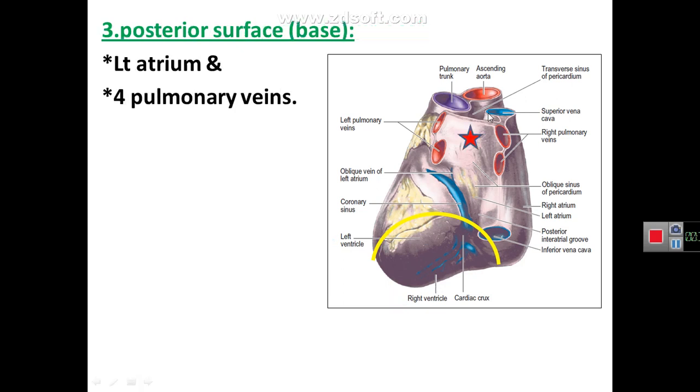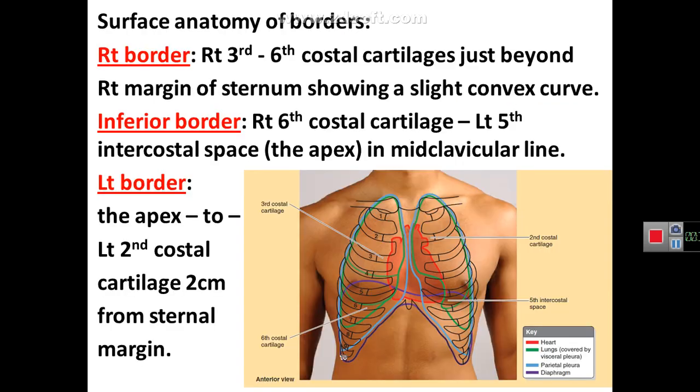Third, the posterior surface is formed by the left auricle, the left atrium, and the 4 pulmonary veins. The posterior surface, or the base of the heart, is formed by the left atrium, which is this one, and the 4 pulmonary veins. The base of the heart, or the posterior surface.